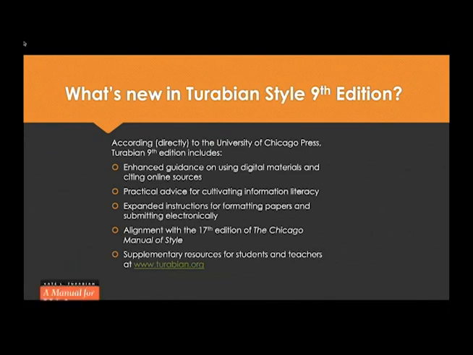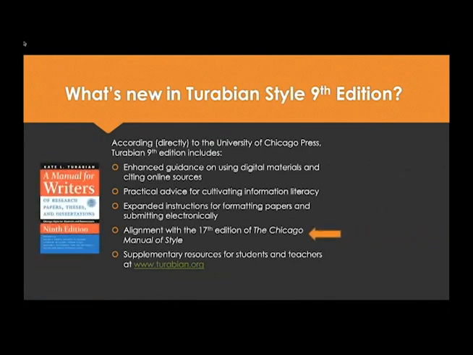Turabian offers an enhanced guidance on using digital materials and citing online sources. Turabian also offers practical advice for cultivating information literacy. Turabian has also been expanding their instructions for formatting papers and submitting them electronically. Turabian has become increasingly aligned with the 17th edition of the Chicago Manual of Style.